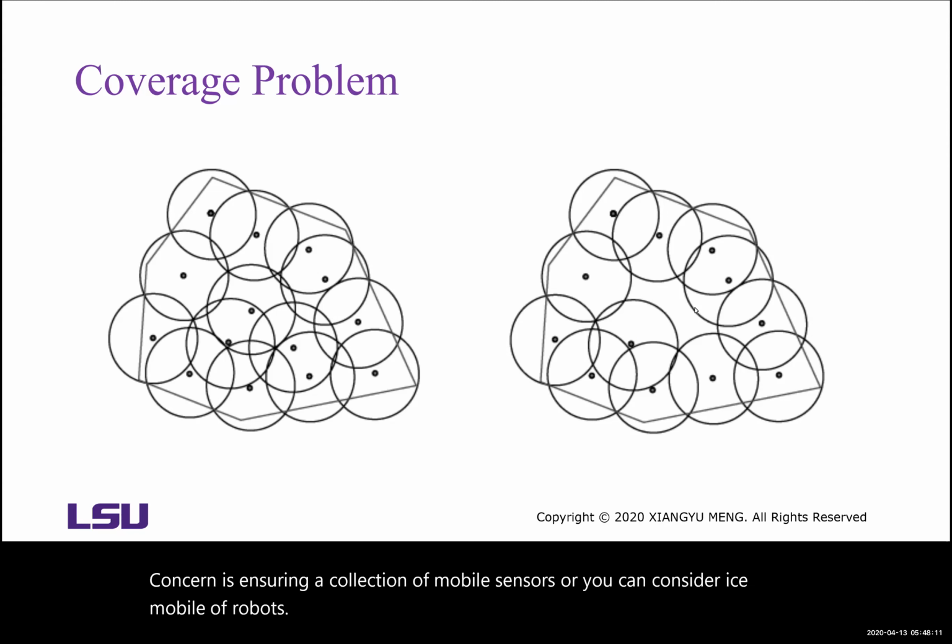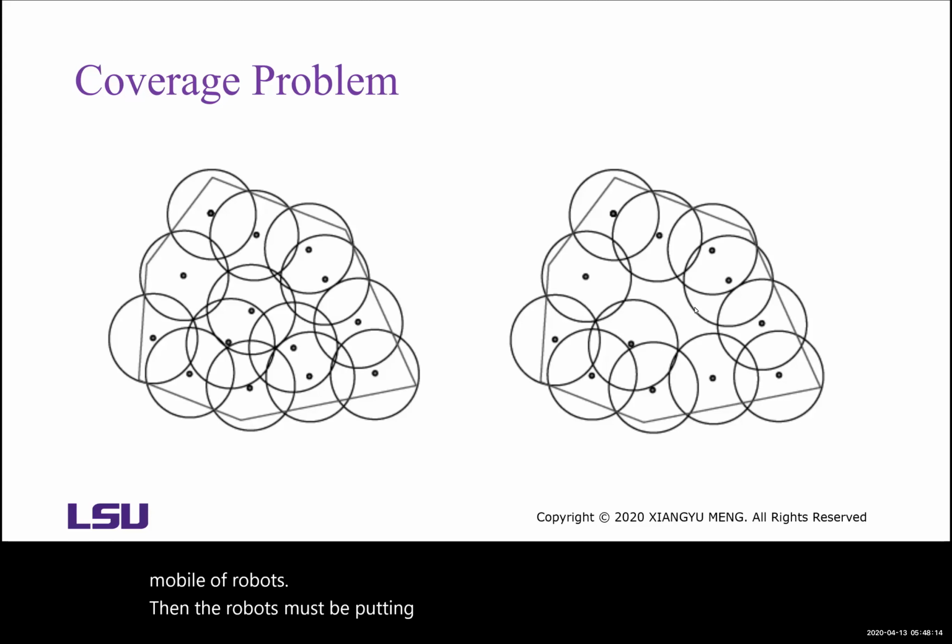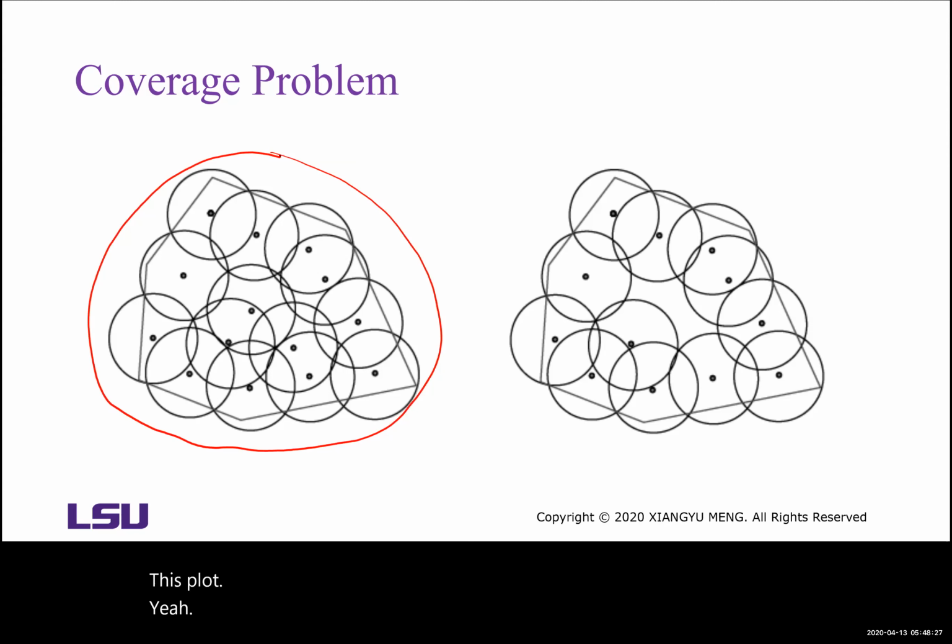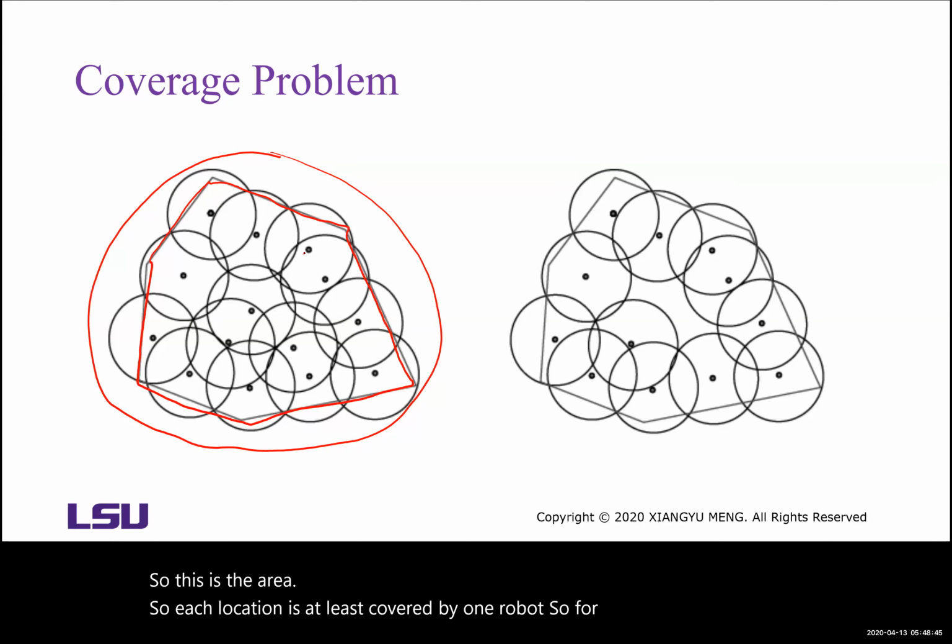must be placed in a way that an area is completely covered by the robots, such as this plot on the left. So at least each location in this area is covered by at least one robot. Each robot has its own sensing range.